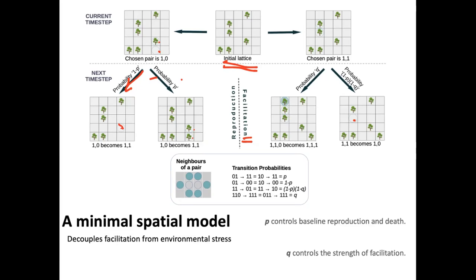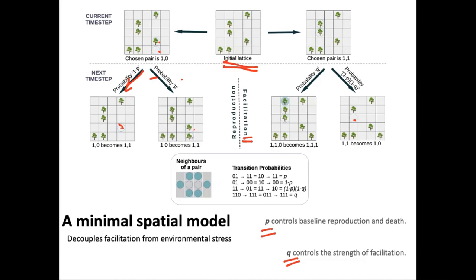In contrast, in this model, we have chosen a very simple model inspired by statistical physics that has only two parameter values. One is P. P represents basically local birth rate, as I demonstrated here, or even local death rate. P controls the baseline reproduction and death rate. Q controls the strength of facilitation, how a plant will influence the birth and death of plants nearby. So there are two parameters, and therefore, because there are just two parameters in this simple model, one can do an extensive set of simulations and find out what happens.